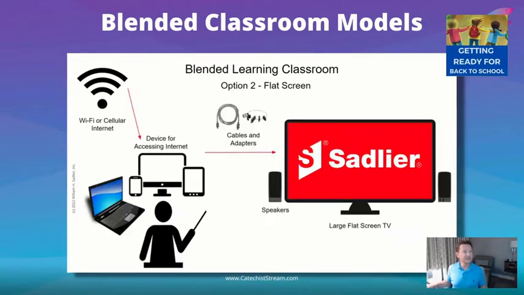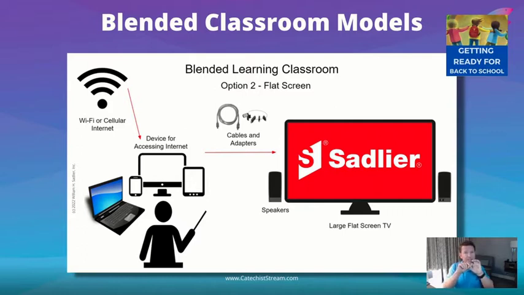Let's move to the second option. This is option 2, flat screen. So maybe you have a flat screen TV in your classroom. So here's what you'll need there. You'll need a couple of additional pieces of hardware. You're going to use, again, either your Wi-Fi or your hardwired internet signal. And you're going to plug that into your device. Now that could be your smartphone, it could be your laptop computer, it could be a desktop computer, or a tablet, whatever is in your classroom.